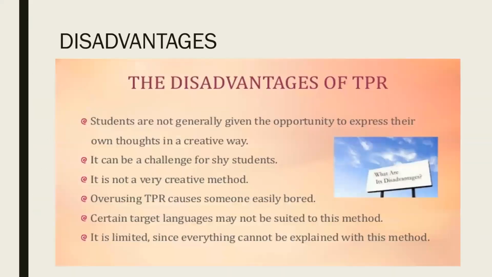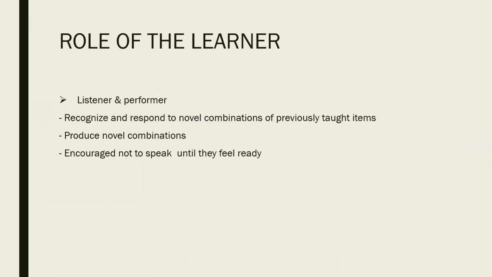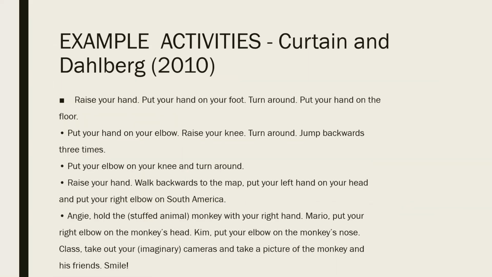If I take you back to that, you can see here: raise your hand, put your hand on your foot, turn around like that. And in the monkey's case, it's not only one person. Angie, hold the monkey with your right hand. So hold the monkey in the right hand. Right? Mario, put your right elbow on this like that. You know, body parts of the monkey and the concept of right and left.